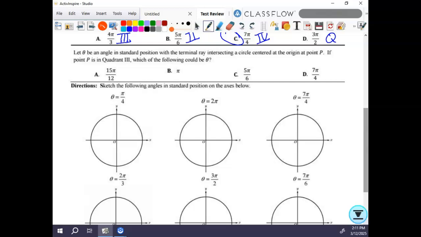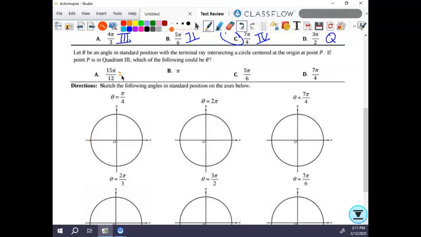Third, because this would be 12 pi/12, right? You move forward one, you're going to be at 13 pi/12, right? So we can still figure those out. Not all the exact same rules, but we can figure it out. But we can reduce this one.